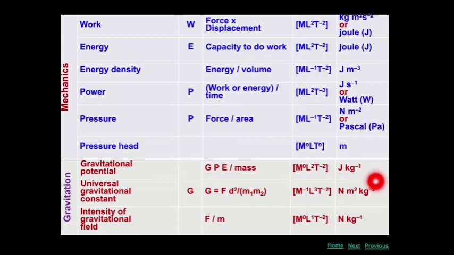And the last one is the intensity of gravitational field, gravitational force per mass. The dimensional formula is M power 0 L T power minus 2. The unit is Newton kilogram inverse. Okay students, that's all. Next we can see another one.